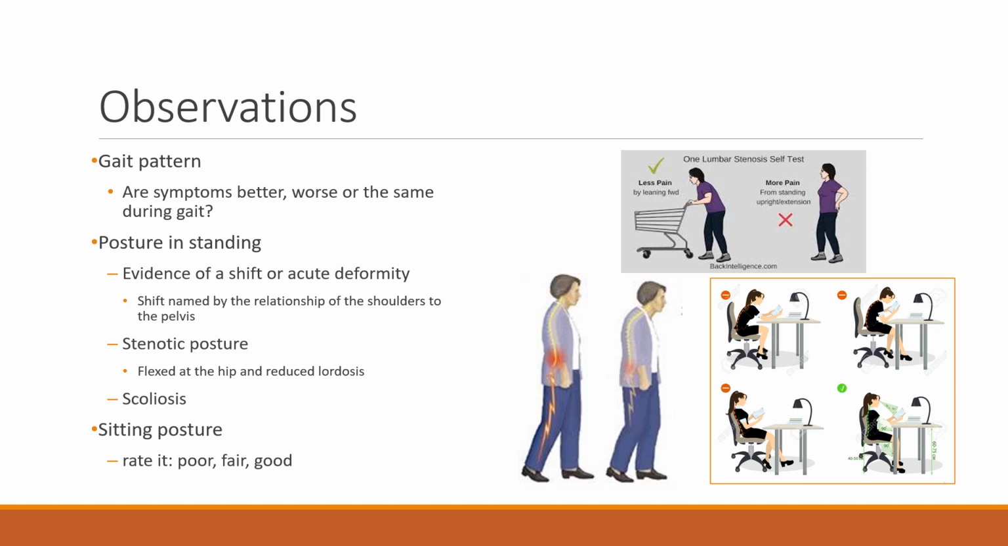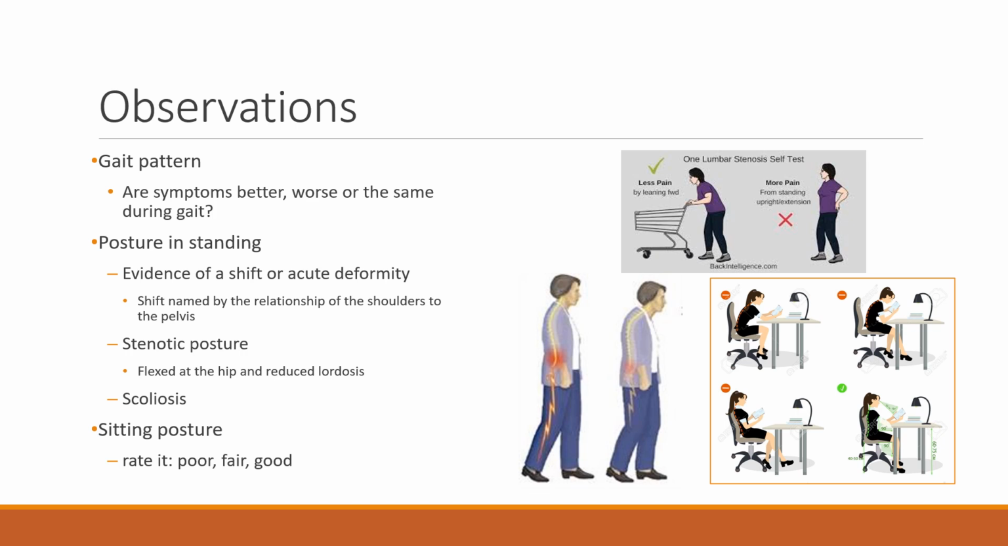One of the first components of our physical exam will be observation. We're going to observe gait, and we'll look at posture in sitting and standing. Again, when we think about our treatment-based classification scheme, there may be some clues from gait and posture in sitting and standing that may give us some information with respect to a directional preference.